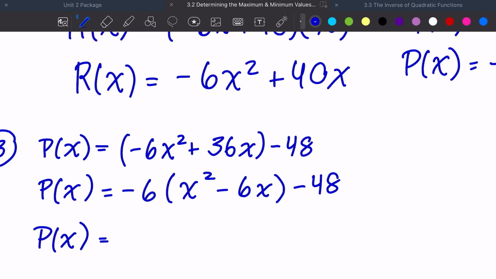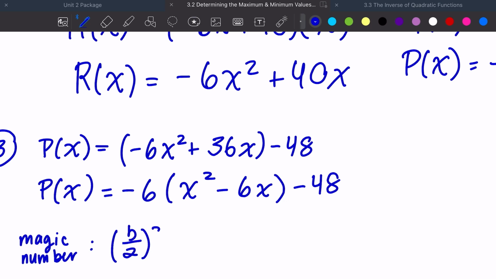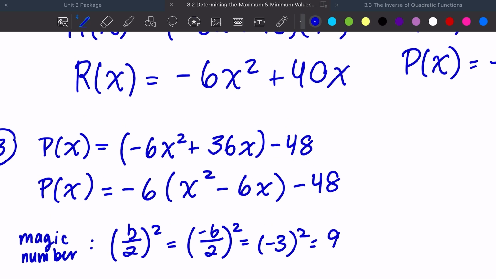People who were here yesterday, what did we call this? The magic number. So what Lucas is talking about is that we need to find the magic number. What number or what constant in this is going to make this a perfect square trinomial? Which we said it's just b over 2 squared. Right? So this is negative 6. I take the sign with it. Over 2 squared. So negative 3 squared, which is 9. Hence why he was saying, oh, I'm just going to input 9.